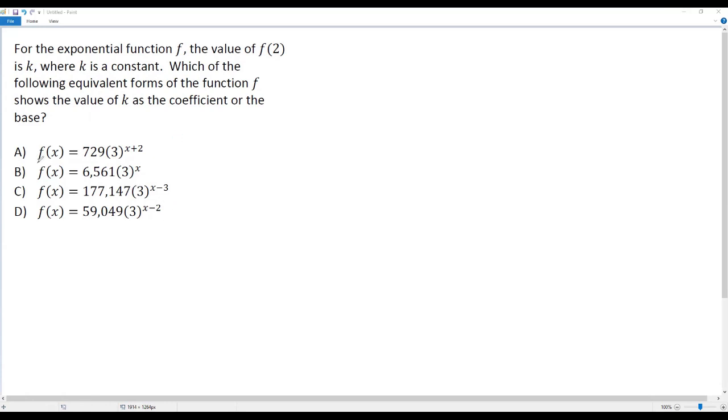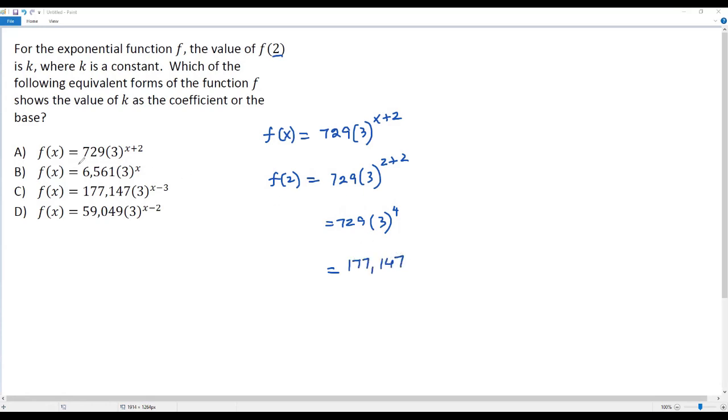Okay, now let me consider the exponential function f of x in answer choice A, and let me plug in 2 for x over here and here to get the value of the constant k. Okay, let me take the function f of x as it is. That is 729 times 3 to the power of x plus 2. Now let me plug in 2 for x over here: 729 times 3 to the power of 2 plus 2. Okay, 729 times 3 to the power of 4. And when I evaluate the value of this one, I am getting 177,147. So this is the value of k.